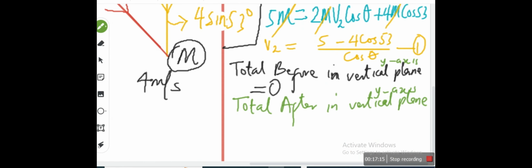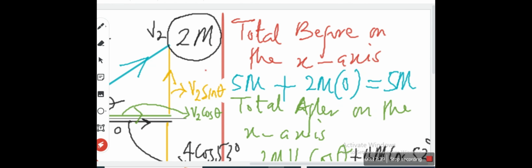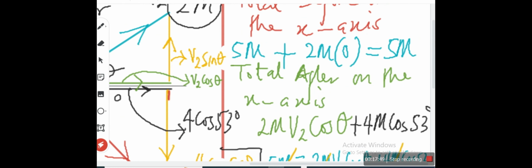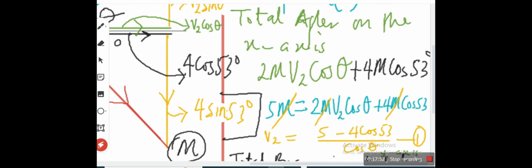So we have 2m v2 sin theta. That is for this one. Do you agree? 2m v2 sin theta, and it's positive because it's going up. This other one is negative because it's coming down. It's also a vertical plane or y-axis.